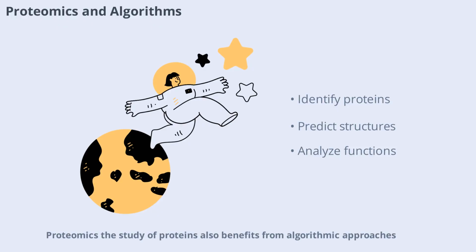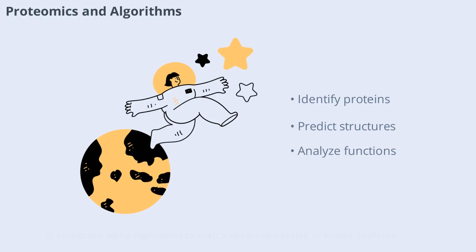Proteomics, the study of proteins, also benefits from algorithmic approaches. Algorithms help identify proteins in complex mixtures, predict their structures, and analyze their functions. Mass spectrometry data, for example, is processed using algorithms to match observed spectra to known proteins.